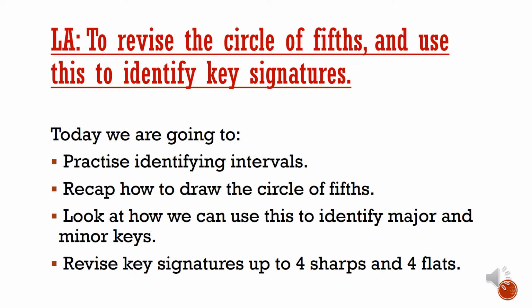So today we're going to revise the circle of fifths and we're going to look at how we can use this to identify key signatures in a piece of music. So first of all, we're just going to look at practicing how to identify intervals like we have done in class. Then we are going to recap how we can draw the circle of fifths and then look at how we can use that circle of fifths to identify major and minor keys just from looking at the key signature, and then we're going to look at revising those key signatures up to 4 sharps and flats because that's what you need to know for your GCSE music exam.